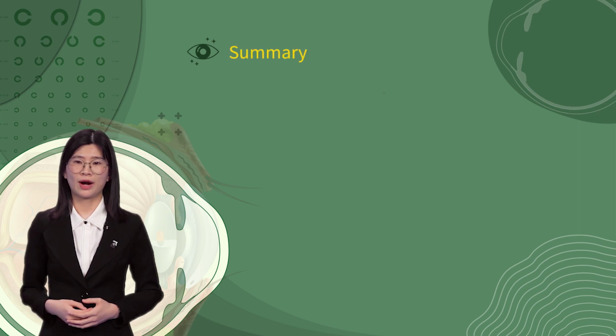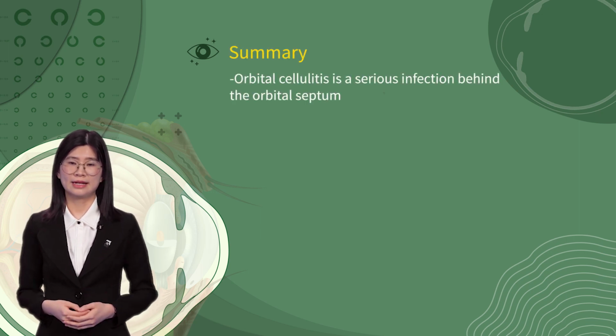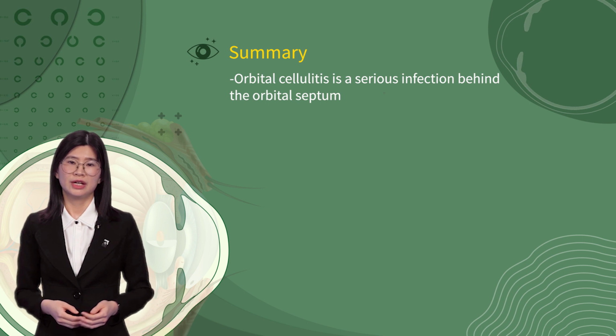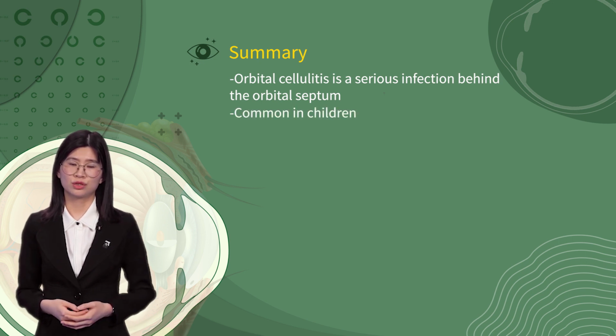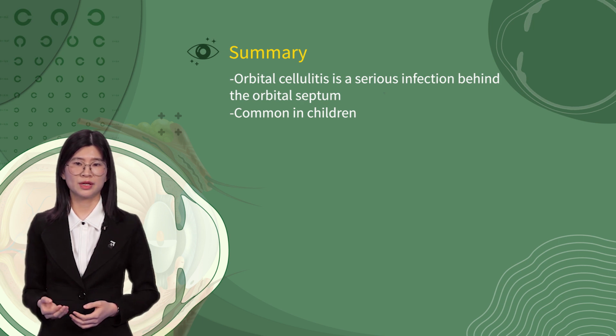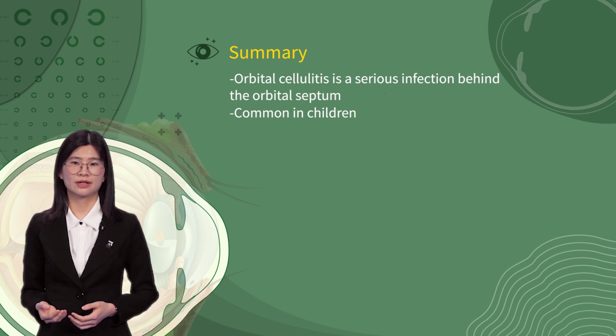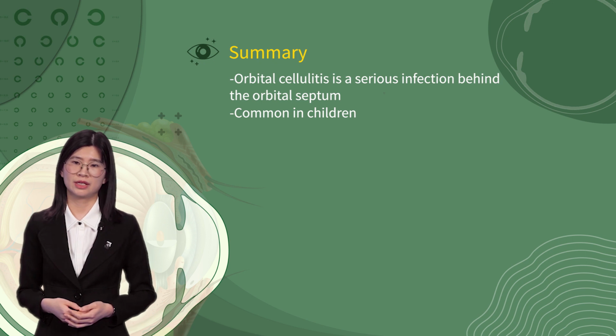Let's briefly summarize. Orbital cellulitis is an infection of the fat and muscle tissues within the eye socket or orbit. Although it can occur at any age, it most commonly affects young children. Streptococcus species and Staphylococcus aureus are the most common types of bacteria that cause this condition.